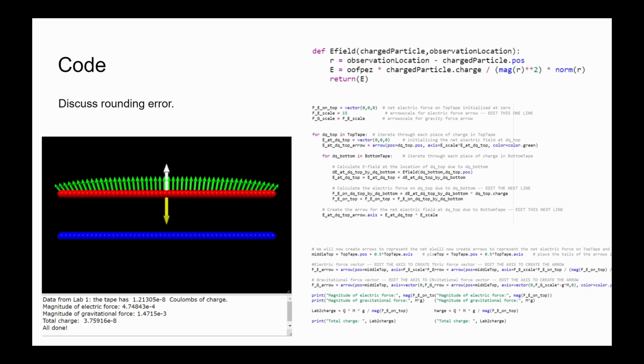the bottom tape exerts a force on the top tape upwards, and gravity exerts a downwards force on the top tape as well. And you can see that the magnitude of the electric force is actually greater than the gravitational force, so that's why it would go upwards. And the total charge this time is actually greater than the total charge from Lab 1.